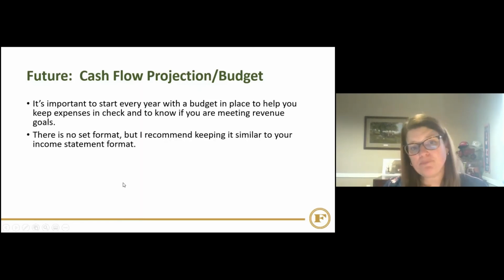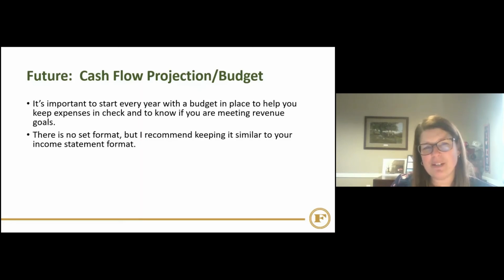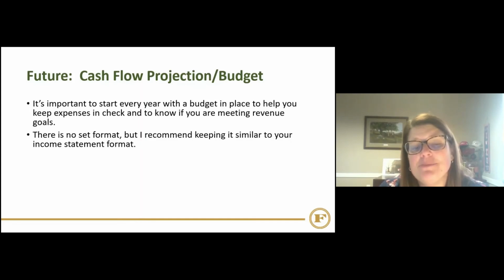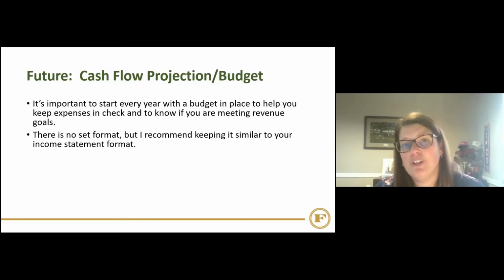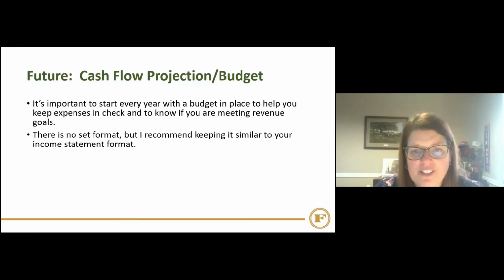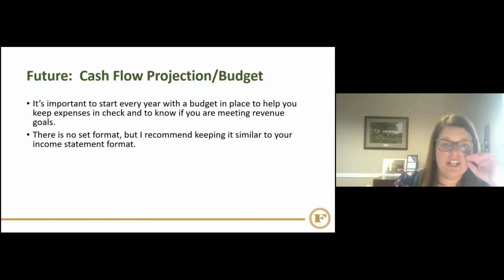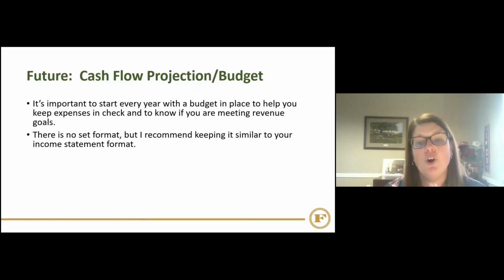Like I said, there's no set format for this statement. It's kind of however you want to do it, but I recommend keeping it similar to your income statement's format. I recommend using the same categories for income and the same categories for expenses. That way you can compare to the previous year's numbers to see where things have changed, or you can compare it to another checkpoint in the year to see how you have progressed or in some cases regressed.